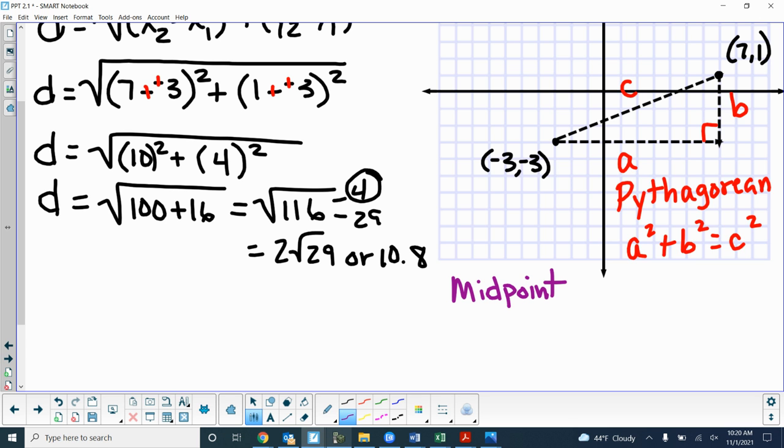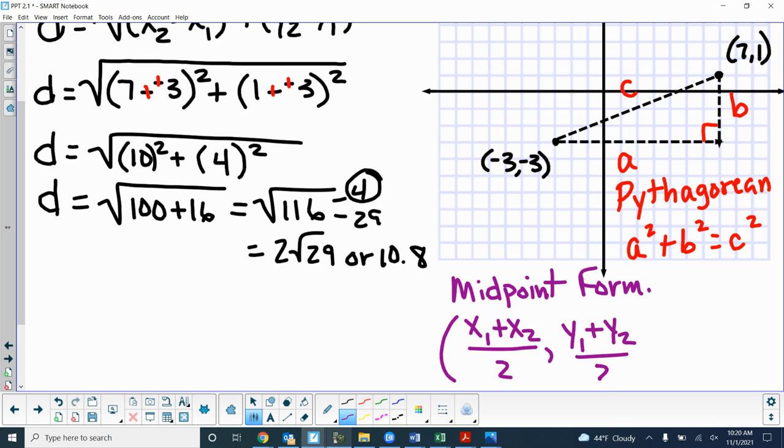So we're going to use the midpoint formula to find the midpoint, or the point halfway between. And what you do there is this: x1 plus x2 divided by 2, and y1 plus y2 divided by 2. So the distance formula, you're subtracting them.